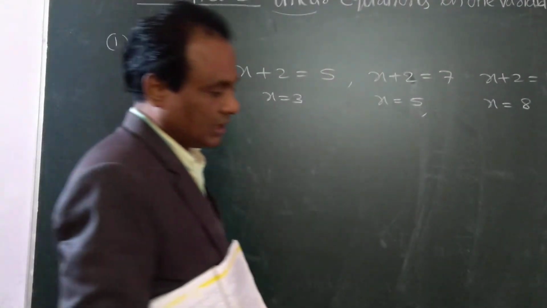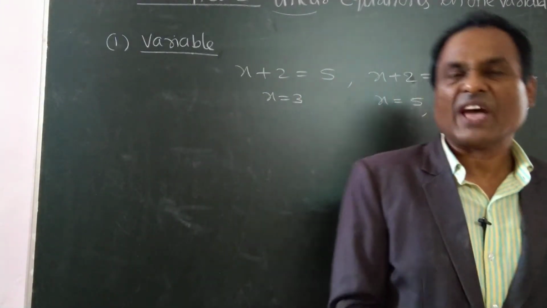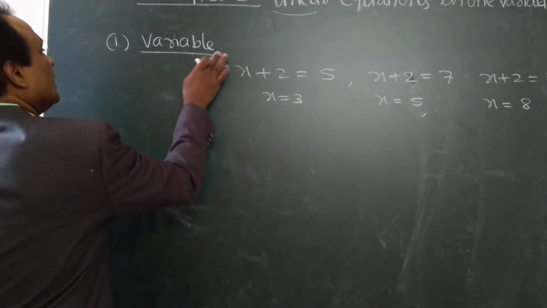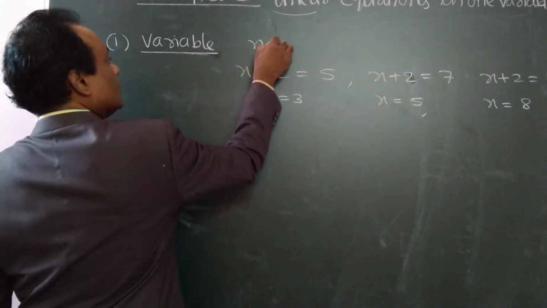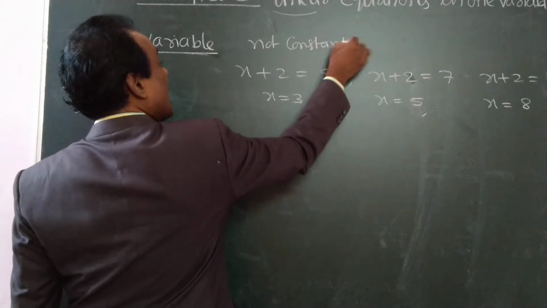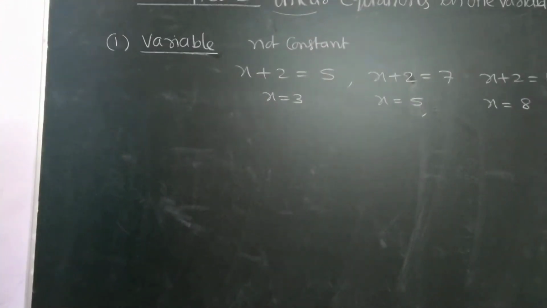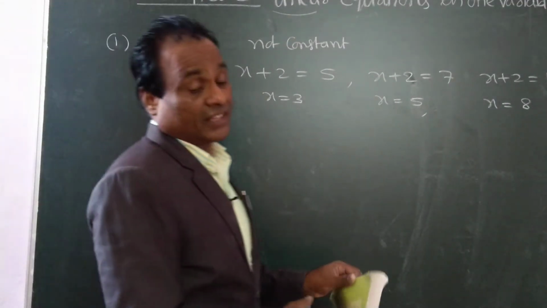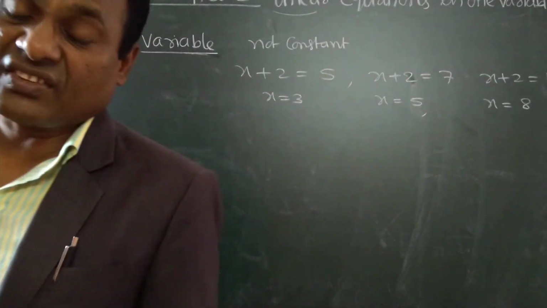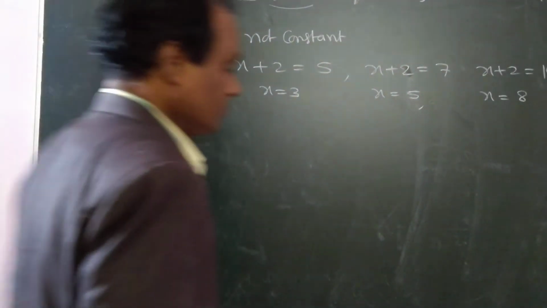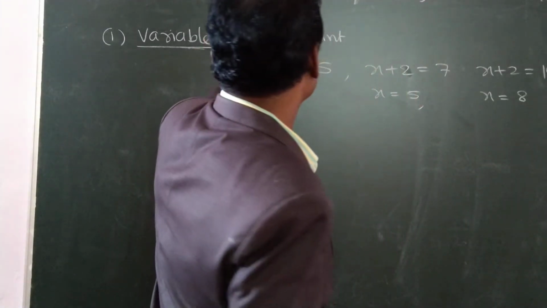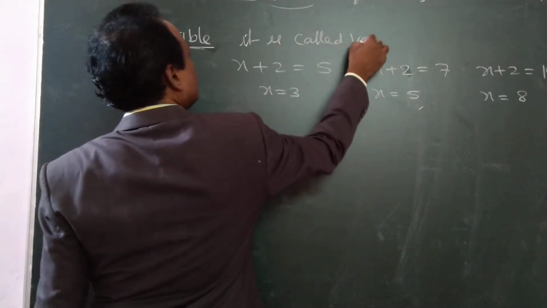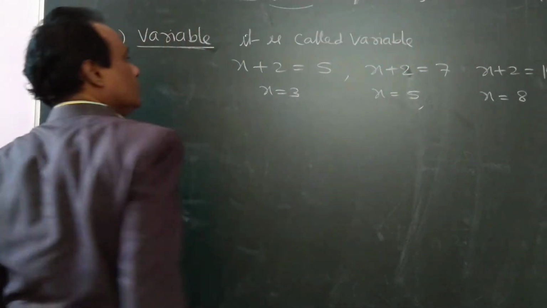If the value of a symbol is not constant, it changes as per the given data, it is called a variable. Variable.